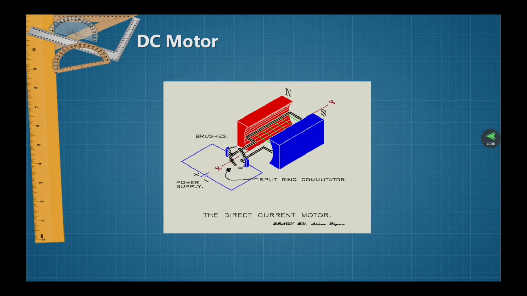Otherwise, the direction of the force would be reversed every time the direction of the movement of the conductor is reversed in the magnetic field. This is the illustration of the rotation in the armature and commutator parts.